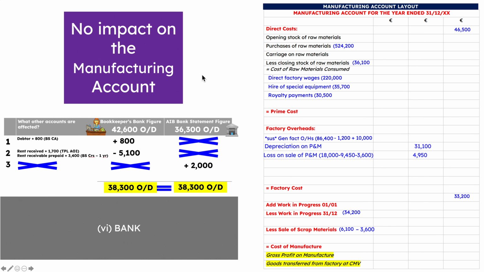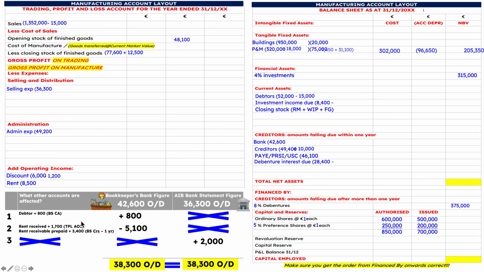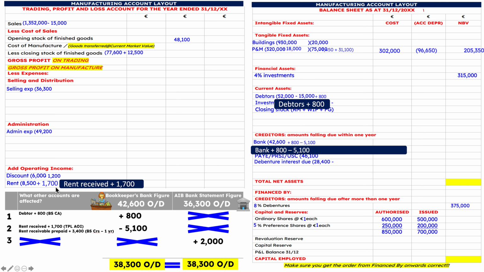Okay, so there's no impact on the manufacturing account there, but what's it going to look like in the TPL and the balance sheet? Well, the bank figure there, we will plus 800 minus 5,100. In the debtors, you will add 800, and then you will have rent received, add 1,700, that is 2 months rent received. And then you will have rent prepaid for 4 months, €3,400 in creditors amounts falling due within 1 year, because you owe your tenants the space that they have paid you for. So that is why it is a liability.